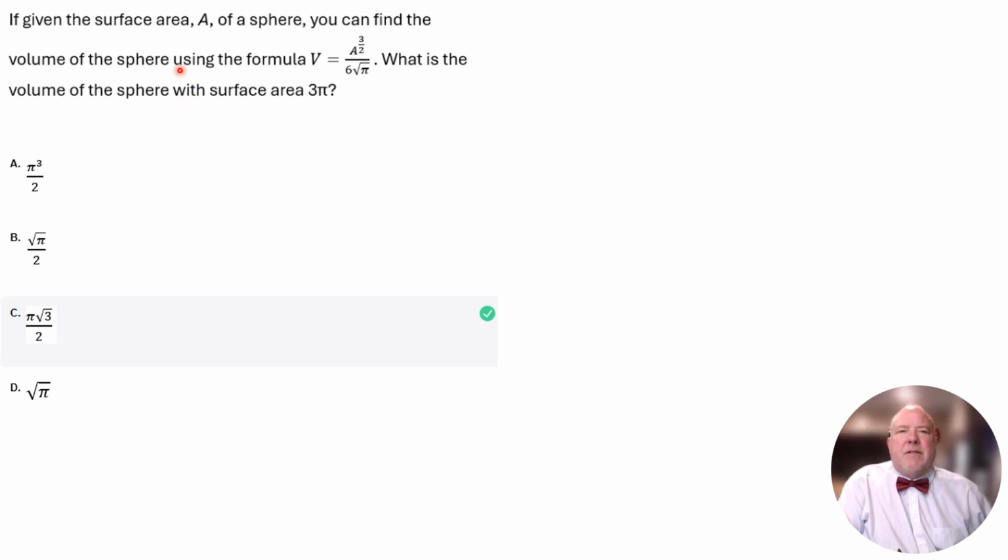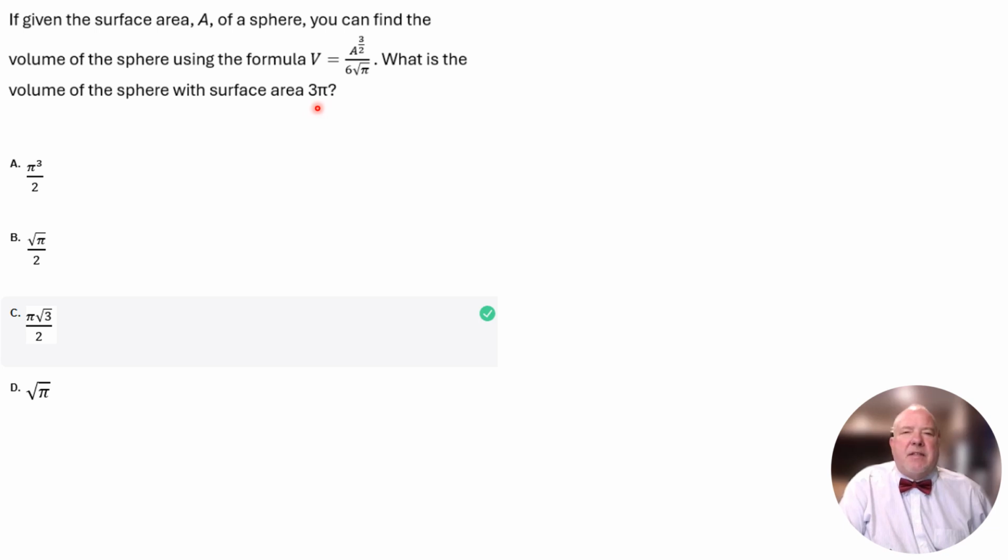All right, so it says if given the surface area A of a sphere, you can find the volume of the sphere using this formula. So in this formula, V is volume, A is the surface area of the sphere, and it asks what is the volume of the sphere with surface area 3 pi. So they're giving us the surface area, that's A, and they're saying it's equal to 3 pi.